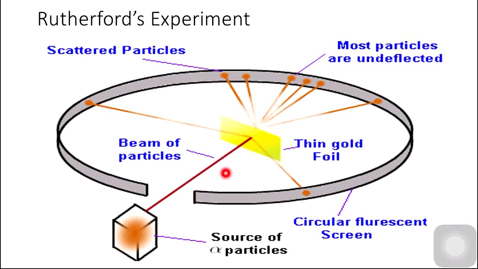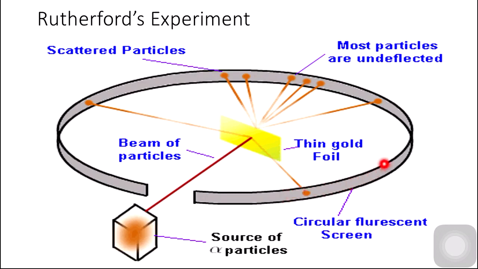The second thing which was used by Rutherford is a thin gold foil. Here this rectangle represents the thin gold foil. Its thickness is about 0.004 centimeter. This thickness is less than the thickness of human hair, which means it is made up of only a few gold atoms. The third and last thing which was used by Rutherford is a circular fluorescent screen.